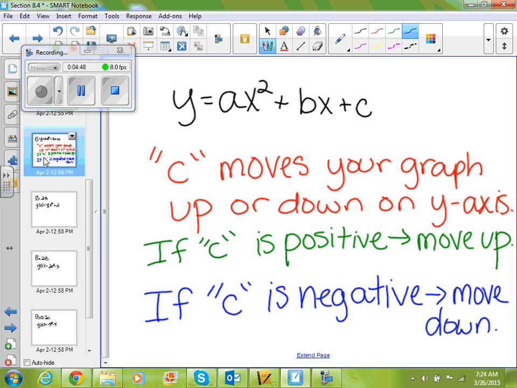The second part of what we're doing is looking at our c value, and up until this point we basically ignored our c value. But the c value does have a purpose. Your c value tells you where you're moving your graph. So it either moves your graph up or moves your graph down on your y-axis. Okay, so if c is positive, your graph moves up. If c is negative, your graph moves down.